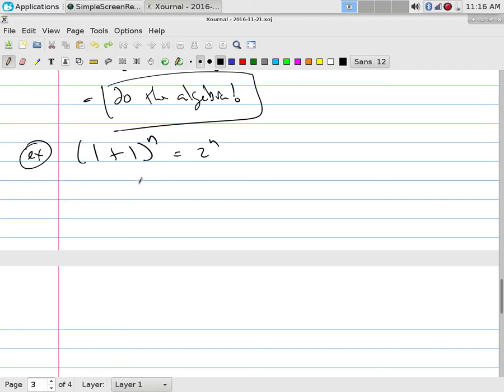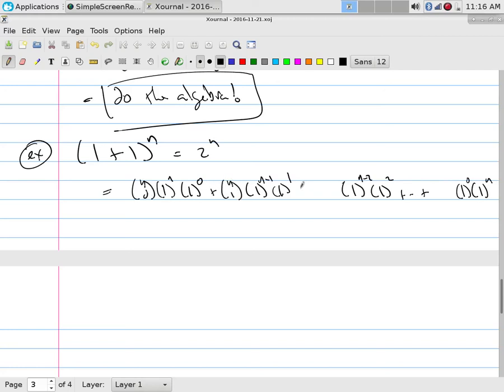So that tells me that this is 1 to the n, 1 to the 0, 1 to the n minus 1, 1 to the 1, 1 to the n minus 2, 1 to the 2, and we keep on going till we get 1 to the 0, 1 to the n, and this is n choose 0, this is n choose 1, this is n choose 2, and this is n choose n. What's 1 to any power? 1. So what happens to all those 1s? They're 1s. So what's left?